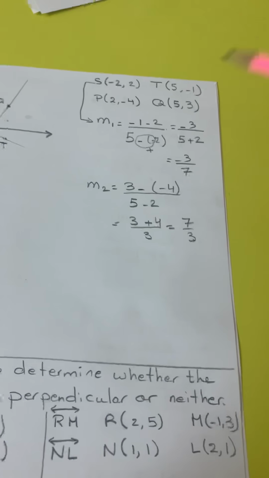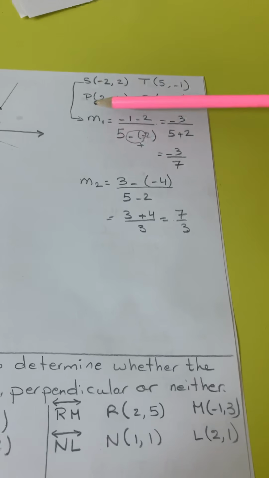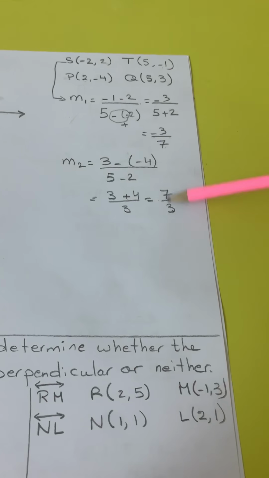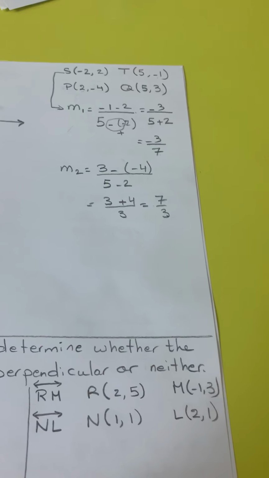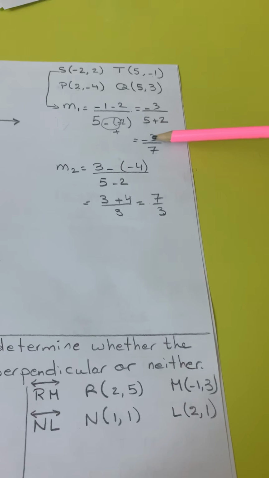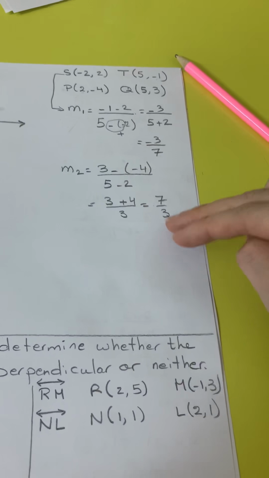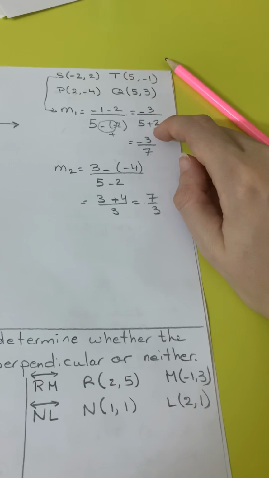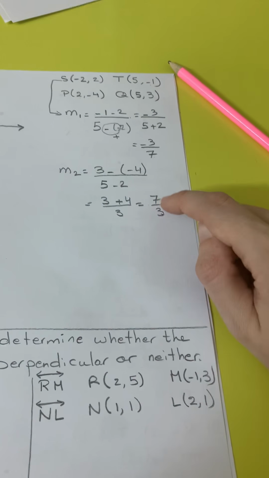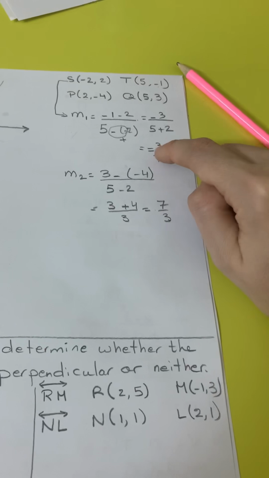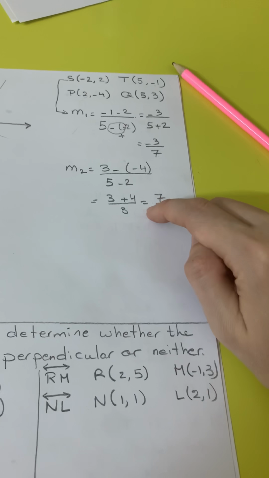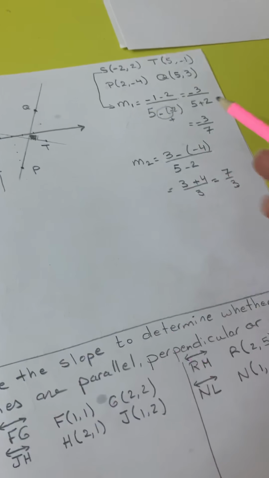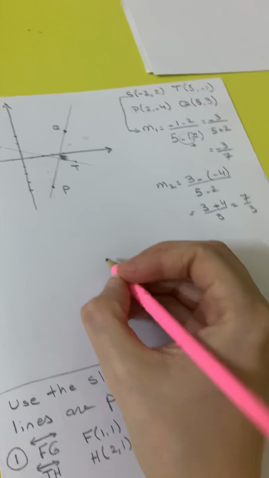Okay, so as you saw, the first slope was -3/7 and the second slope was 7/3. You can clearly notice that they have the same numbers, but one is the flip, or the reciprocal as we say, of the other. If this is 3/7, this is 7/3. And here we have a minus and here we have a plus. So the relation between the two slopes is the following.